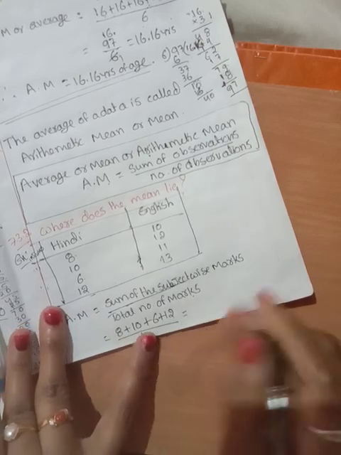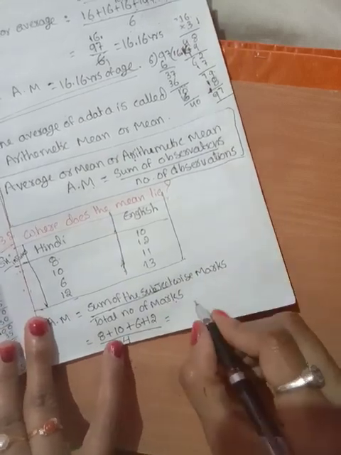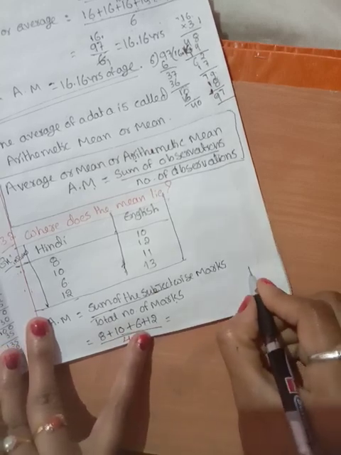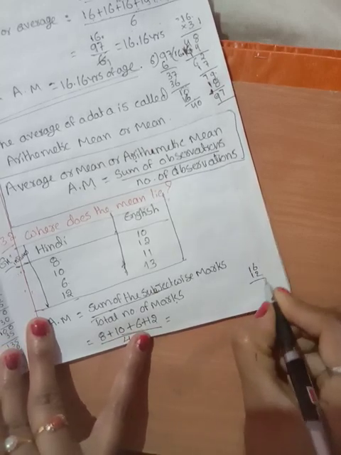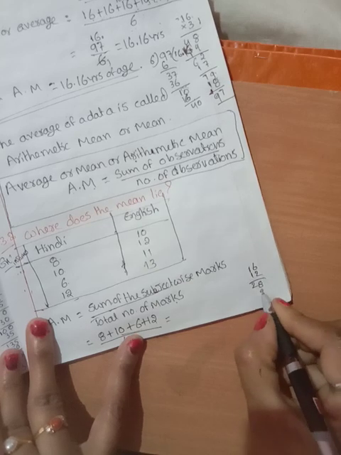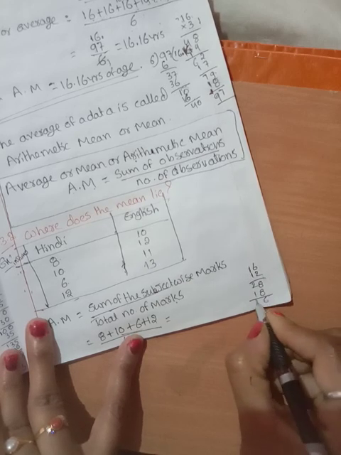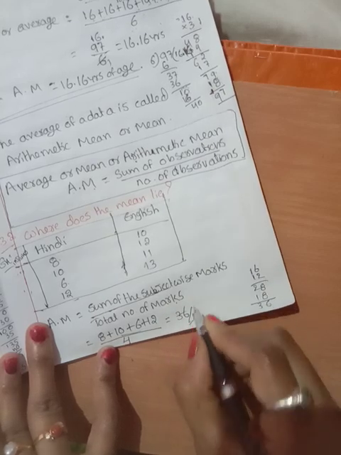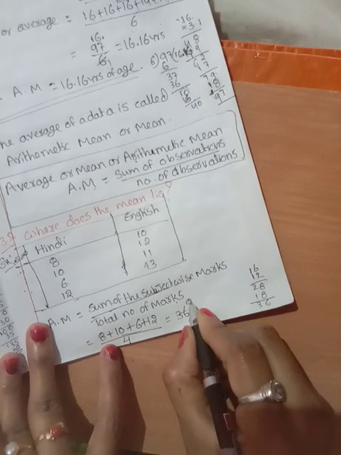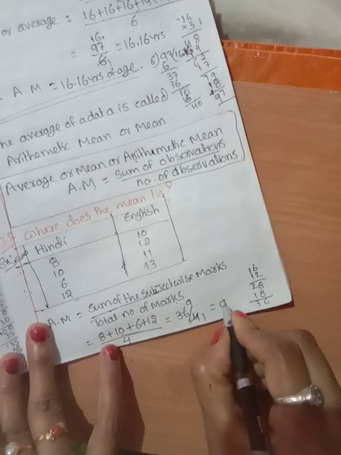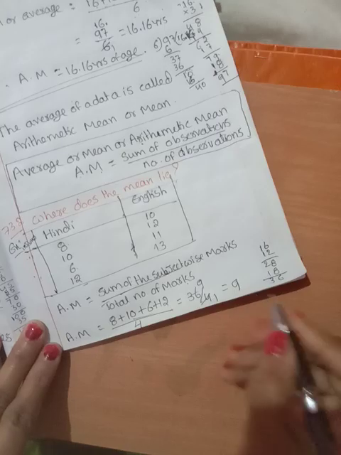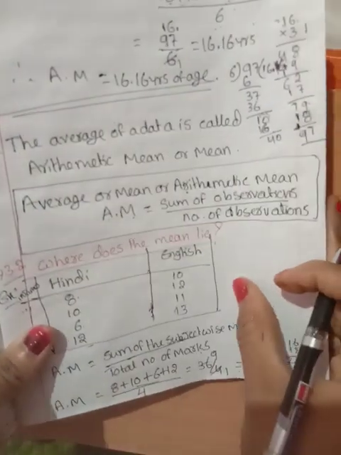So 8 plus 10 is 18, plus 6 is 24, plus 12 is 36. Then 36 divided by 4 is 9. The arithmetic mean is equal to 9 only.